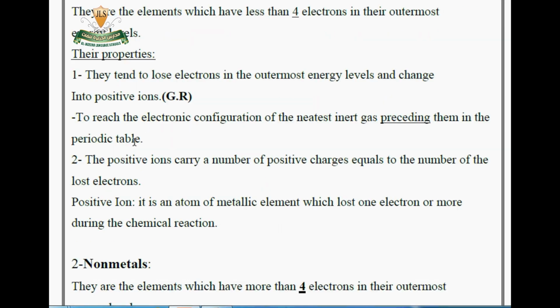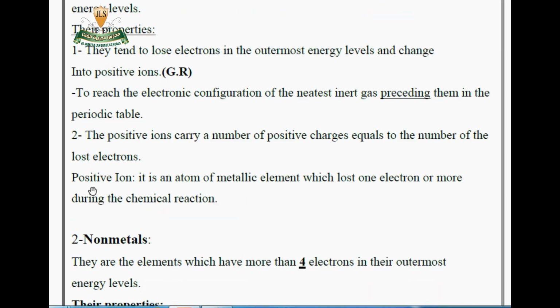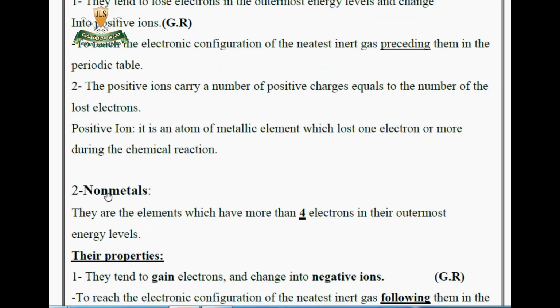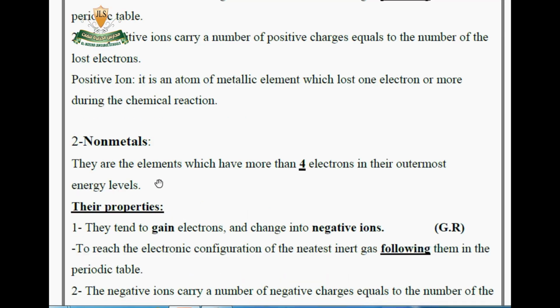The positive ion is an atom of a metallic element which lost one electron or more during the chemical reaction. Non-metals are elements which have more than 4 electrons in their outermost energy level. What are the properties of the non-metal? Number one, they tend to gain electrons and change into negative ions.